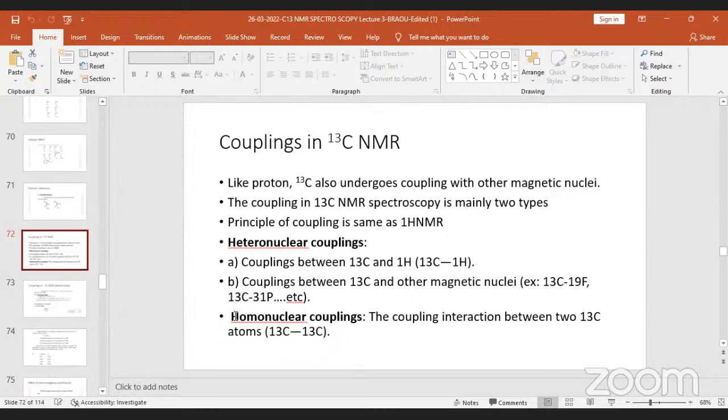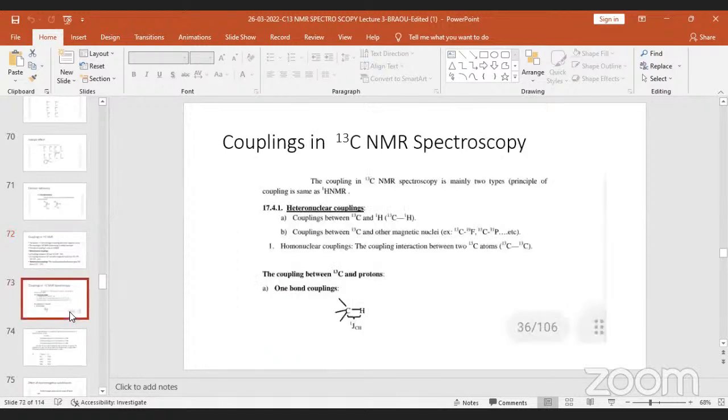So sometimes, in special cases when we are facing problems in structural elucidation, this type of labeling is carried out, and homonuclear C13 couplings are also observed. Okay. But normally this is not observed. The same thing is shown here.